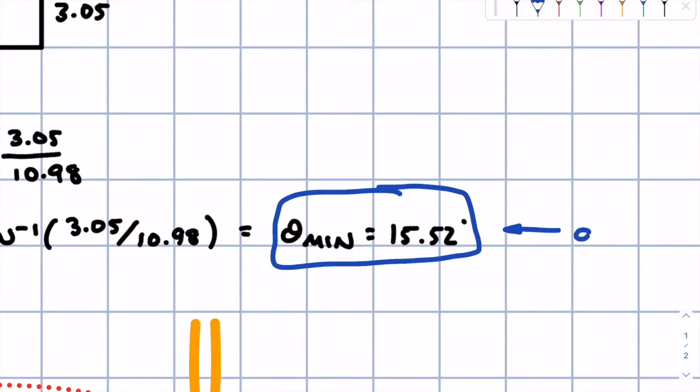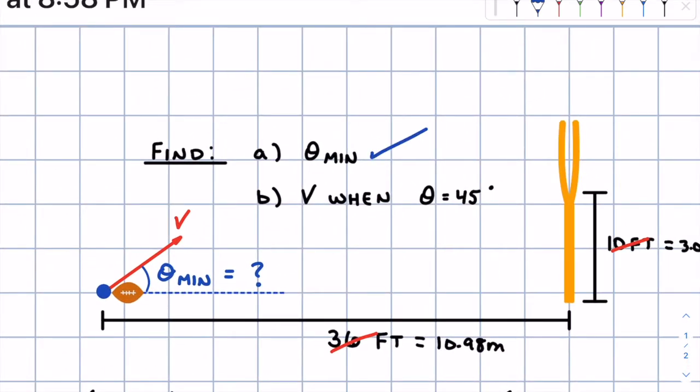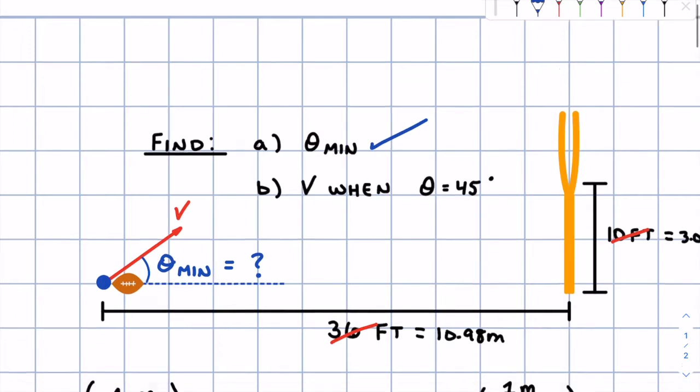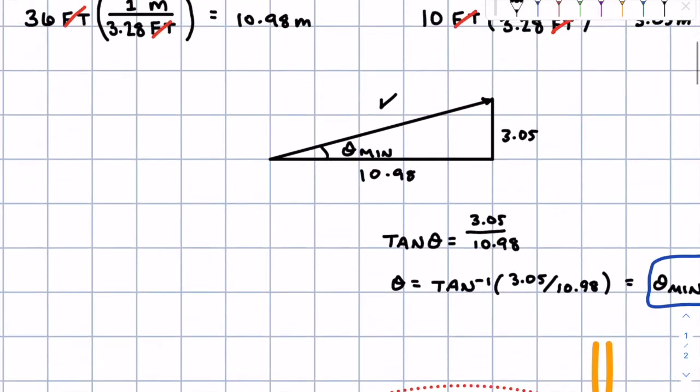That answers part A. Here we go. Part A, done. Theta minimum is found. Turns out it's 15.52, and all we needed to do was draw a triangle and use the inverse tangent.